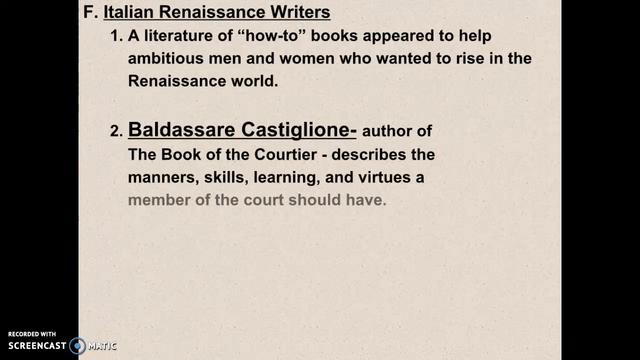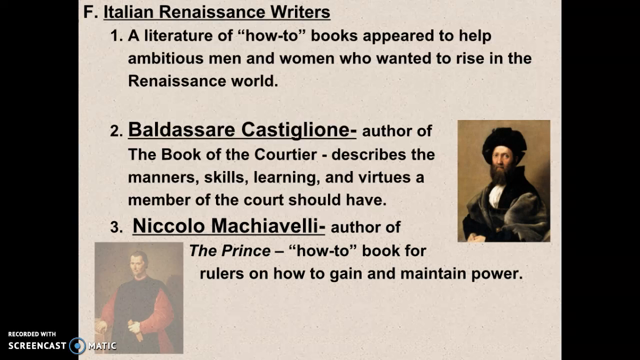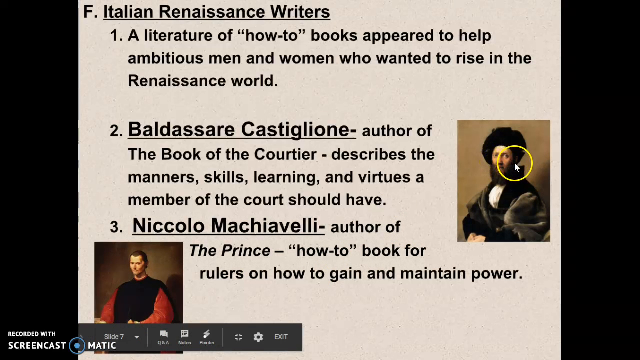One of the first people here that we have is a man named Baldassare Castiglione, who is the author of The Book of the Courtier, which describes the manners, skills, learning, and virtues a member of the court should have. He was basically looking at an ideal person, well-rounded in manners and skills, who was educated, who had certain virtues, and who would be competent to serve in the court of a king or any type of ruler. Here is a picture of Castiglione.